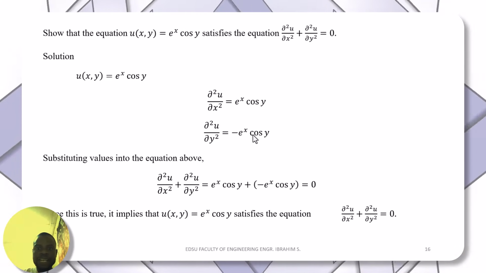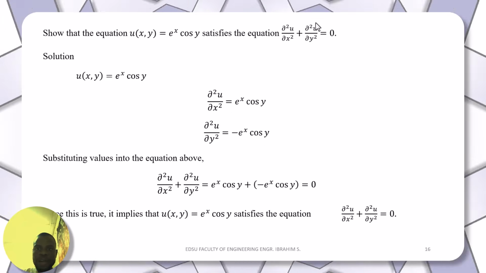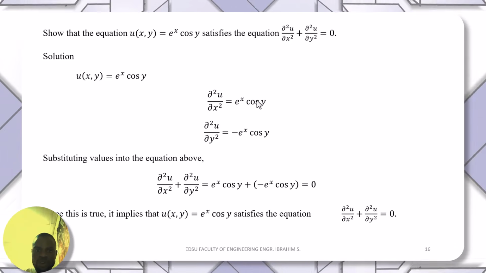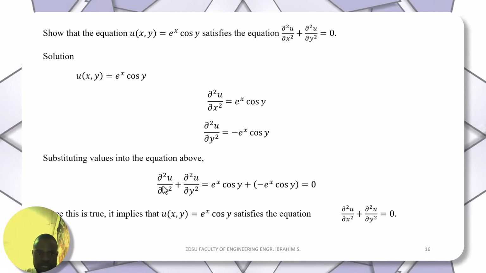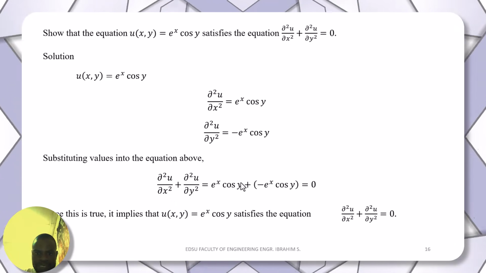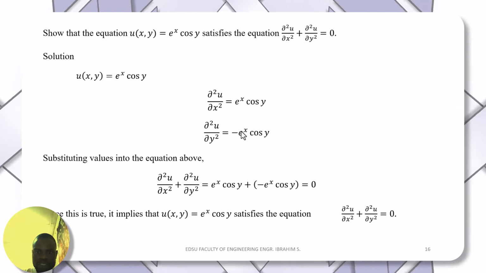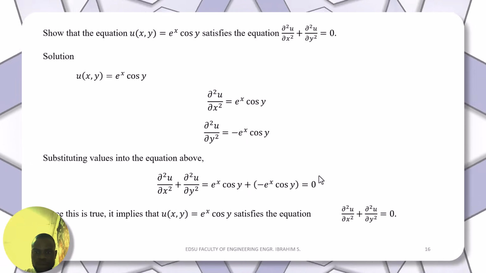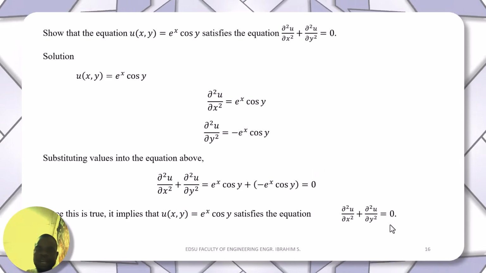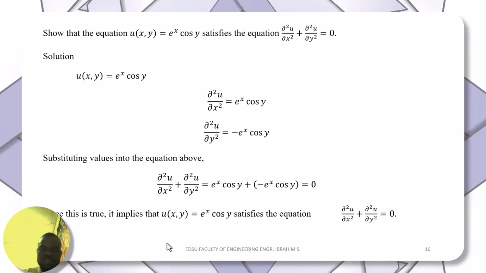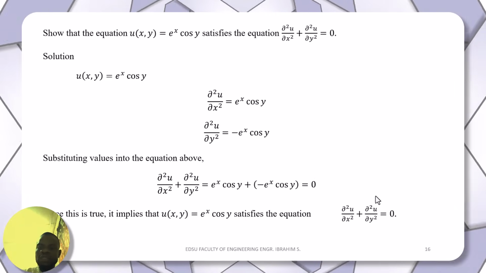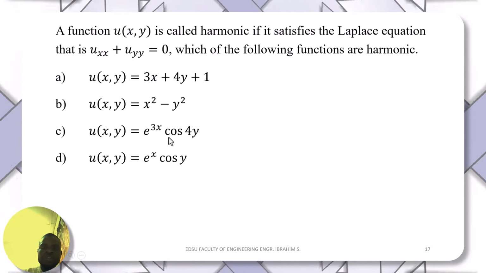Now looking at this and this, according to our Laplace equation, if you add this and this, it's supposed to give you 0. So add this and this, and it will give you 0. Because it gives you 0, it means it satisfies what? The Laplace equation. So this is true. It's simple.